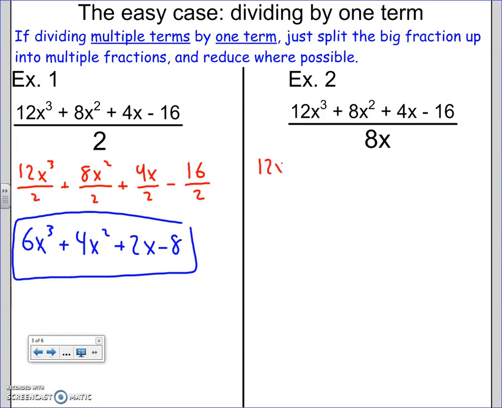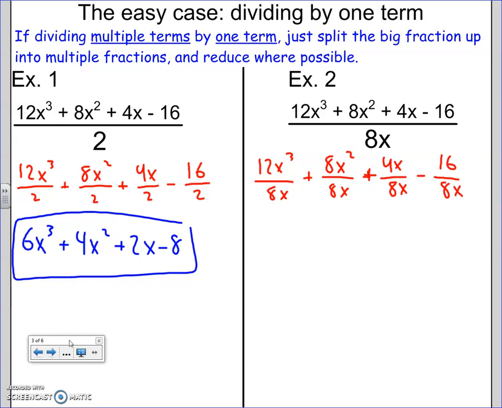So the first thing over the bottom, plus the second thing over the bottom, plus the third thing over the bottom, minus the fourth thing over the bottom. So everything on top, divided by the one thing on bottom.